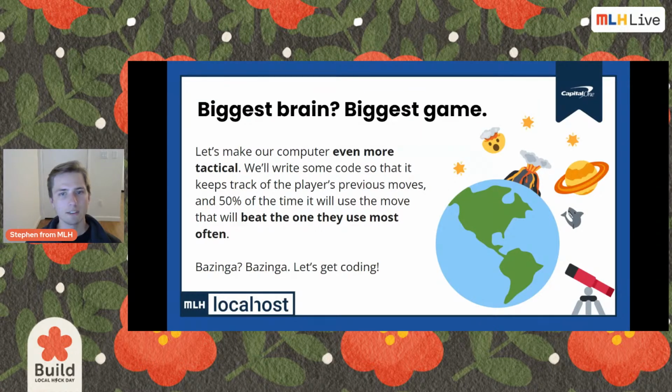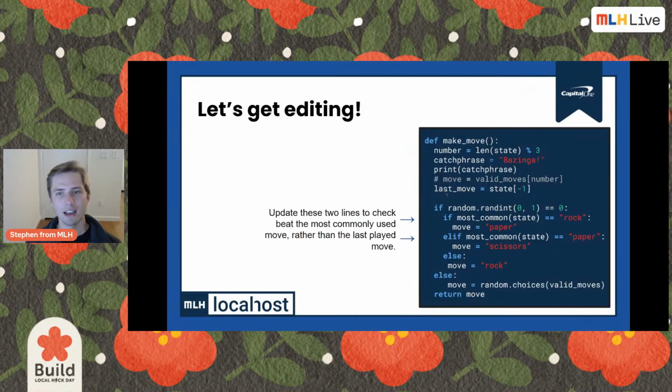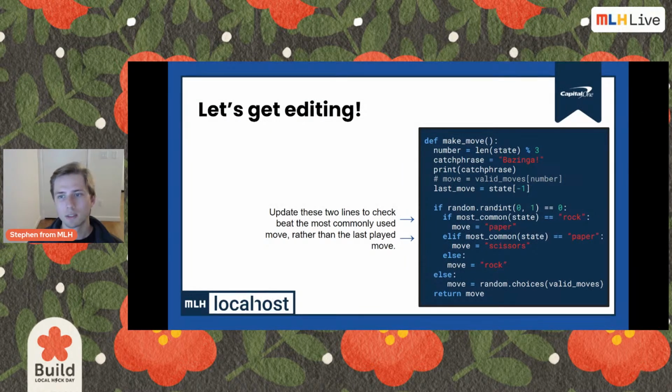So we can make our code even more tactical and have it keep track of the previous moves. We can update these 2 lines to write most common state and learn about basically what the user is playing most frequently. To do this, just write most common, use that function for your most common state, and replace your last move, which was a kind of simple code, with the most common.